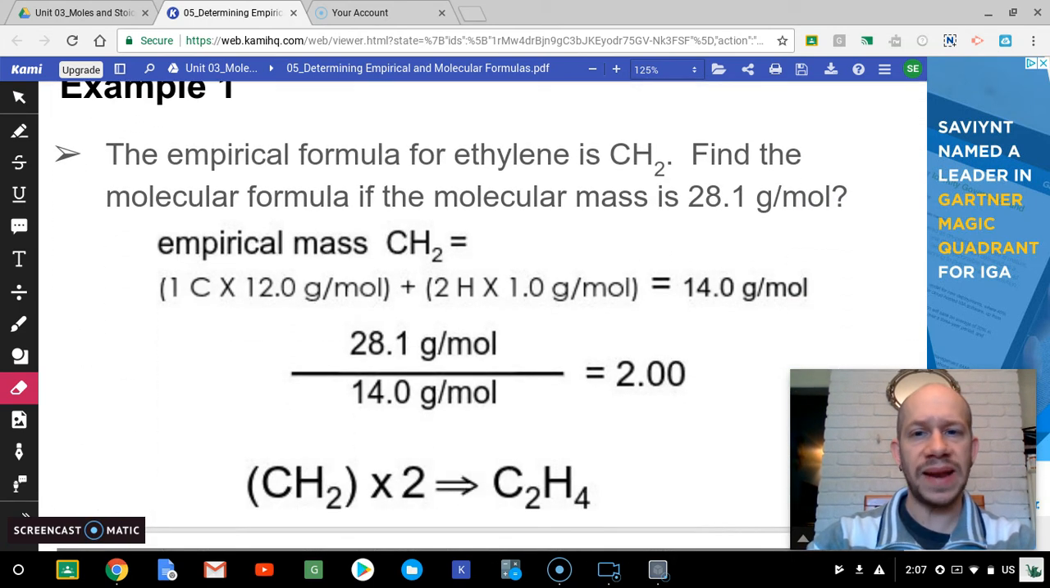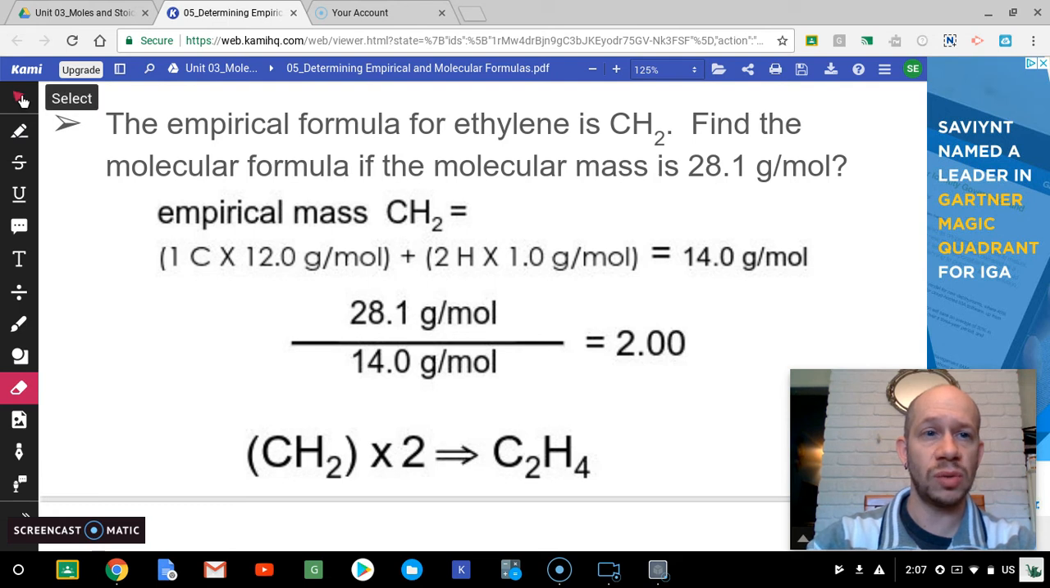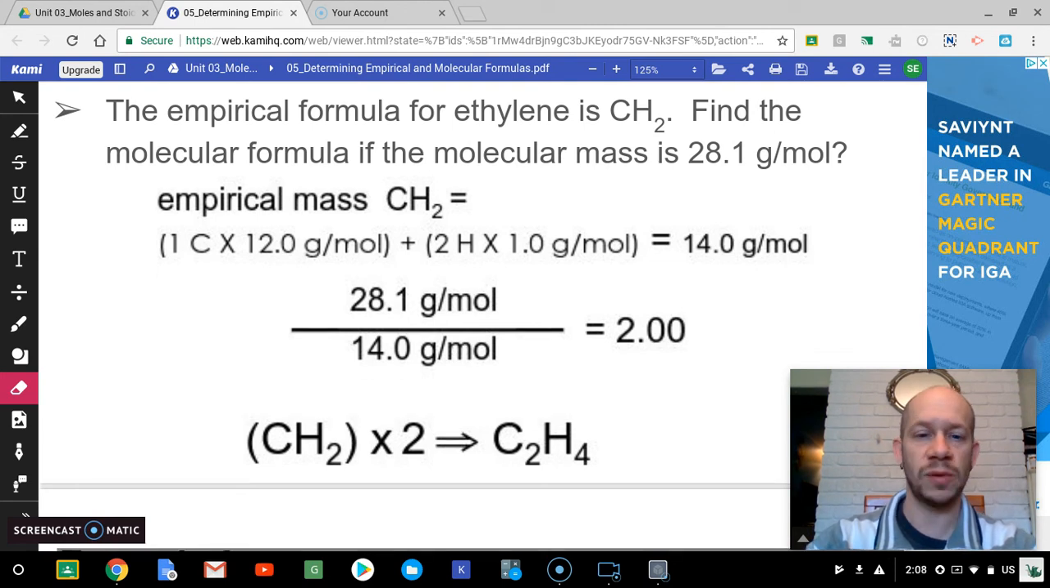Here is that written out. I apologize, I couldn't write that for you as I did it. So here's the empirical formula of CH2. 1 carbon times 12 plus 2 hydrogens times 1 is going to equal 14 grams per mole. Take that 28 grams per mole divided by the 14 grams per mole. It's going to give me a multiple of 2. Take CH2 times 2, and that's going to produce C2H4. This is our molecular formula.